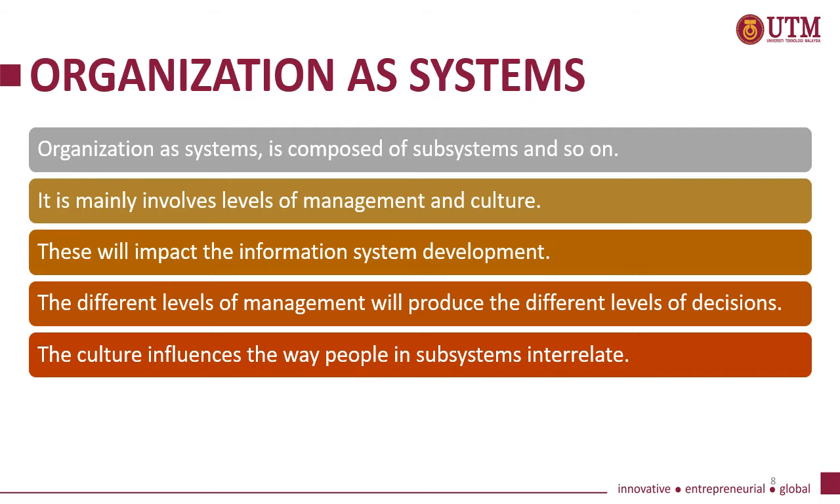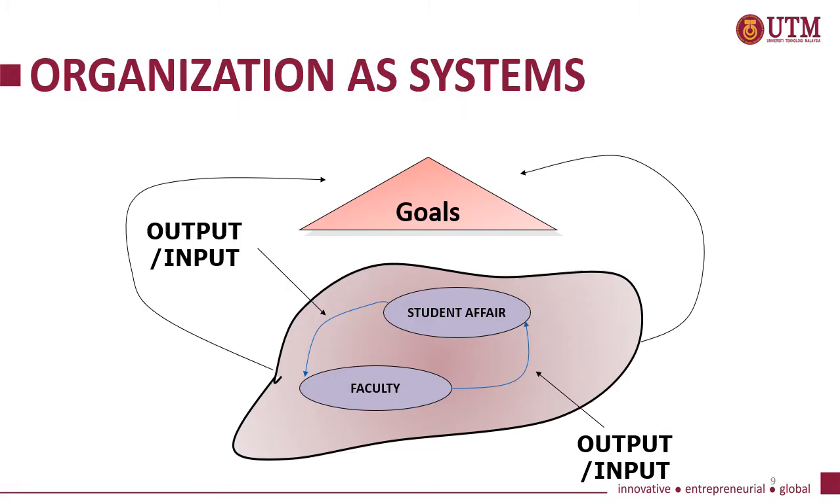Organizations as systems are composed of subsystems and so on. This mainly involves level of management and culture, which will impact the information system development. The different levels of management will produce different levels of decisions. The culture influences the way people in the subsystems interrelate. As you can see in the figure, both the student affairs and faculty subsystems have outputs and inputs between themselves. This is done in order to achieve the goal set by the respective system.